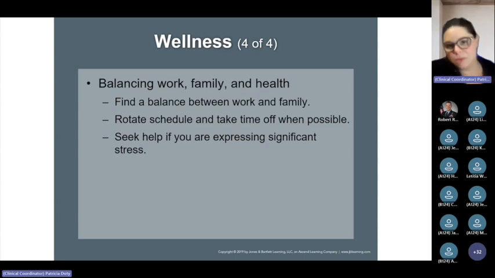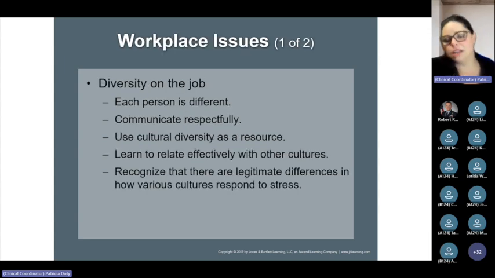Rotate your schedule, take time off when possible. Let me go ahead and tell you something, guys. If there's a time to take vacation, do it. I don't know if y'all know this or not, but you're not getting out alive. Okay. We all die. It's okay. Take time for your family and seek help if you're experiencing significant stress. Absolutely. Talk to anybody. Go get help.